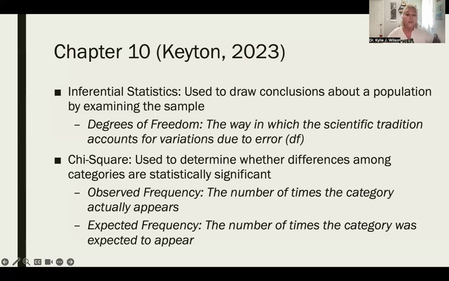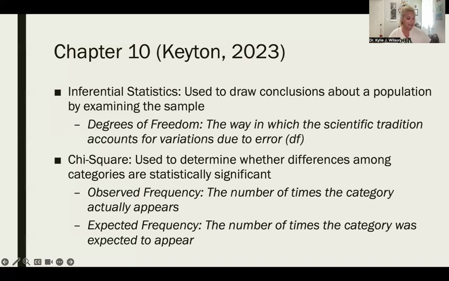So we want to see if there are actually differences between the two groups. Then we talk about observed frequency, the number of times this category actually appears. So satisfaction with Taylor and Travis, satisfaction with Taylor and X, how many times does it actually appear? And then the expected frequency is how many times the category was expected to appear.